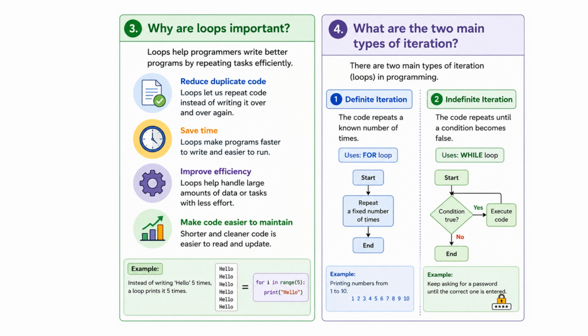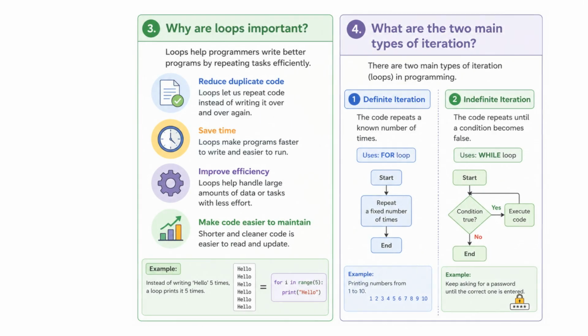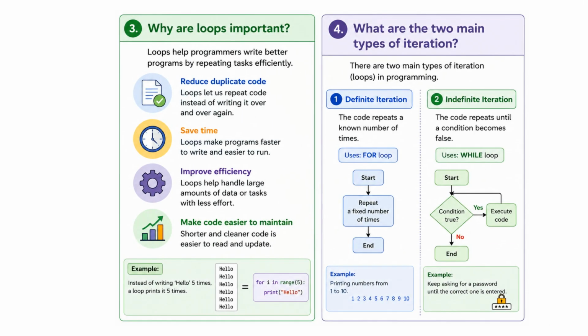Loops allow programmers to repeat tasks efficiently without writing the same code over and over again. The first advantage is reducing duplicate code. Imagine you need to print the word hello 5 times. Without a loop, you would have to write the print statement 5 separate times. With a for loop, you only write the instruction once, and the computer repeats it automatically.